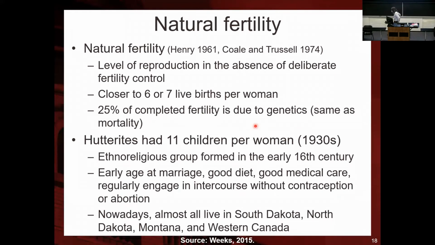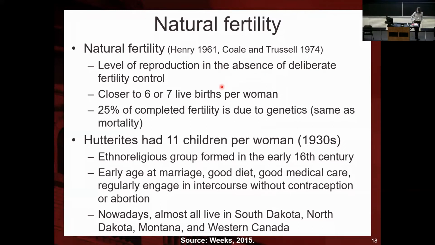And when we talk about all these discussions about fertility, we are always, in the back of our minds, trying to understand how the level of fertility is right now compared to a situation in which women would not try to control their fertility. All women were engaged, were sexually active, no use of contraception, healthy. What would have been their fertility in those conditions? So that's related to this concept of natural fertility. It's the level of reproduction in the absence of deliberate fertility control.